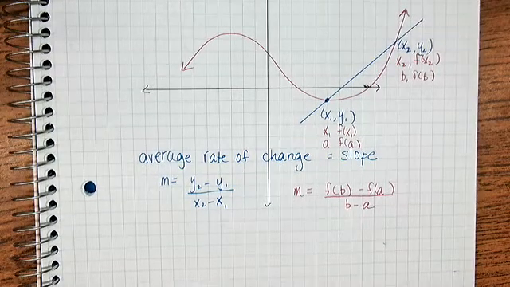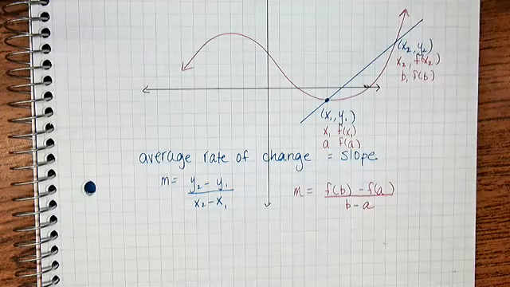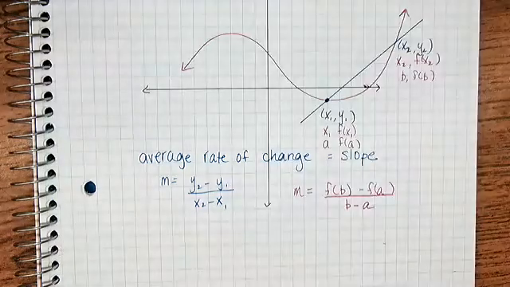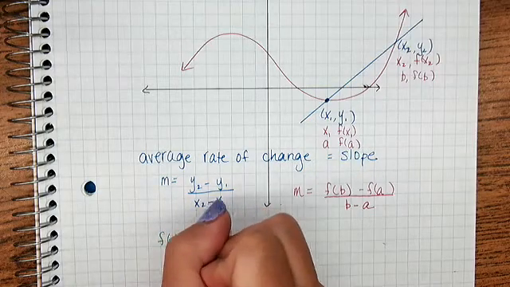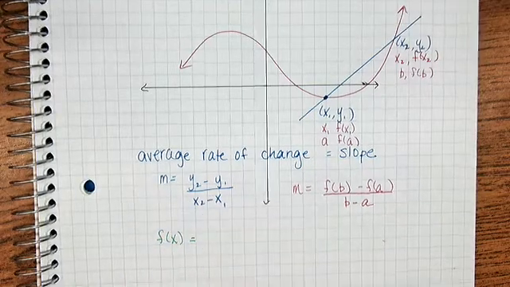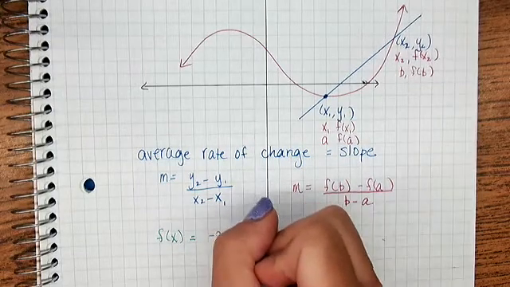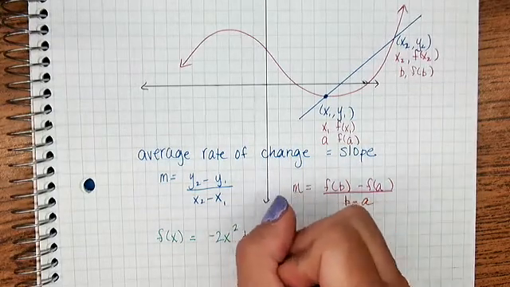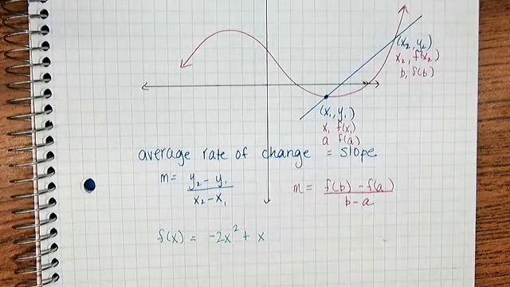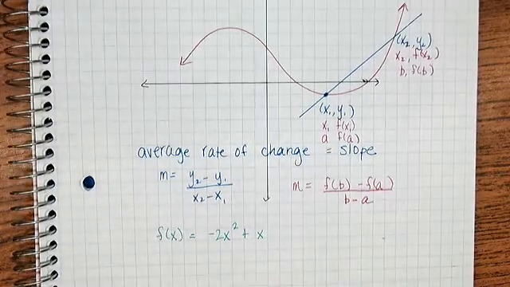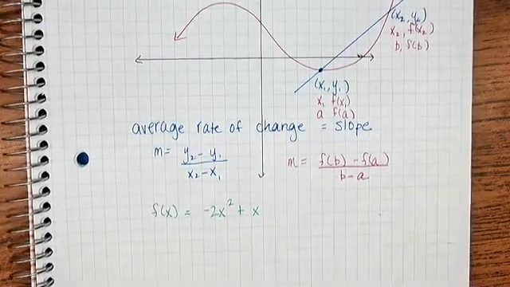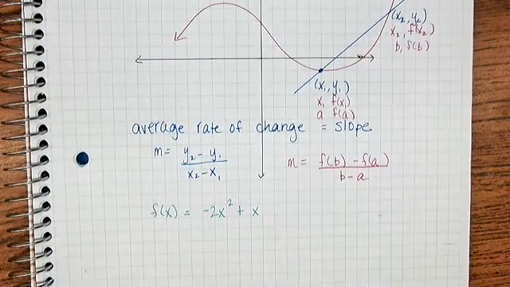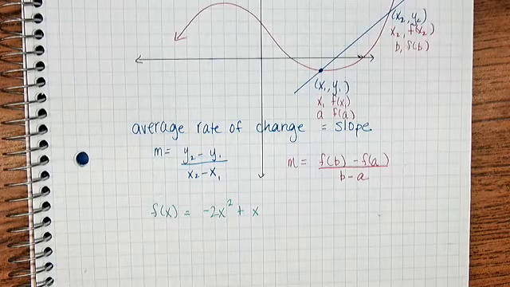Okay, so let's do an example. You're going to have some function. Let's say our function is the f of x is equal to negative 2x squared plus x. So this is a curve. It's actually an upside down parabola. And how can a parabola have slope? Well, it doesn't, but a parabola can have a slope between 2 points.